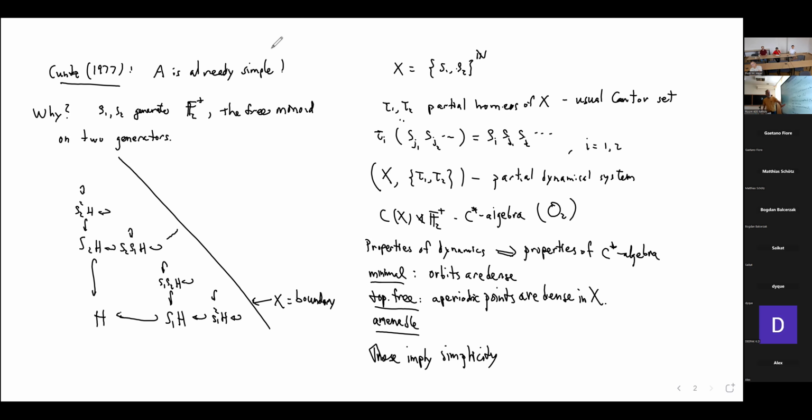So this is maybe an outline of how to prove Kuntz's theorem in a way that generalizes far beyond the cases we're talking about. Okay. Now, sorry, can you tell me one more time why the orbit is dense? Yeah, so let me write it.